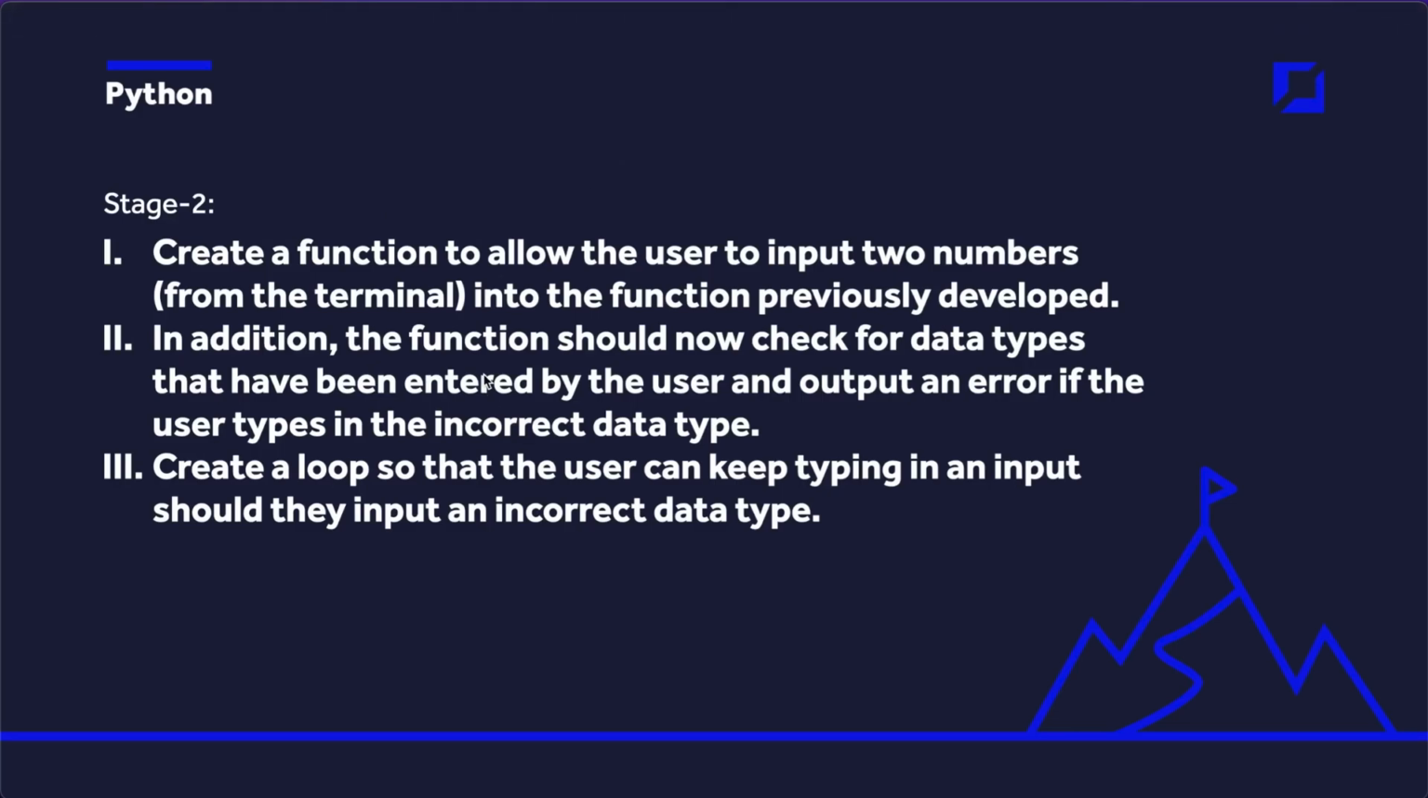So I think that is the stage 2 challenge completed. We created a function that takes in two numbers from the terminal. We've checked for the data type, we validated the data, and then we created a loop so that users can keep typing in an input should they input an incorrect data type.